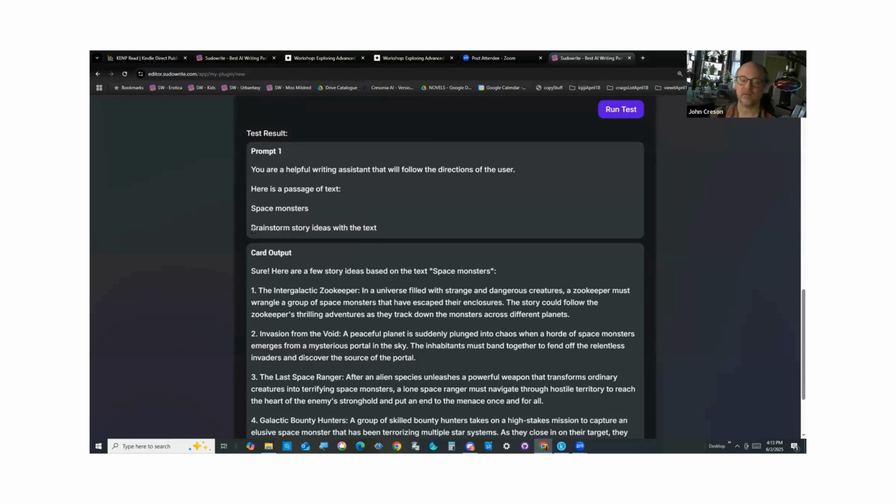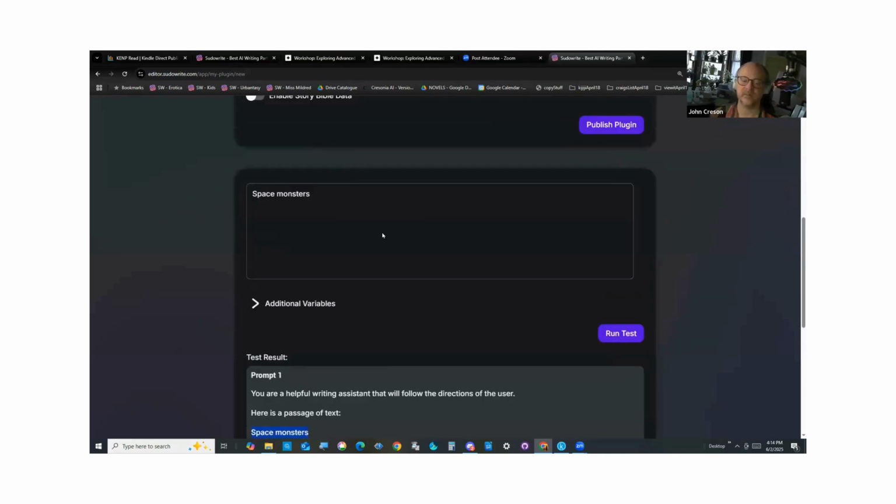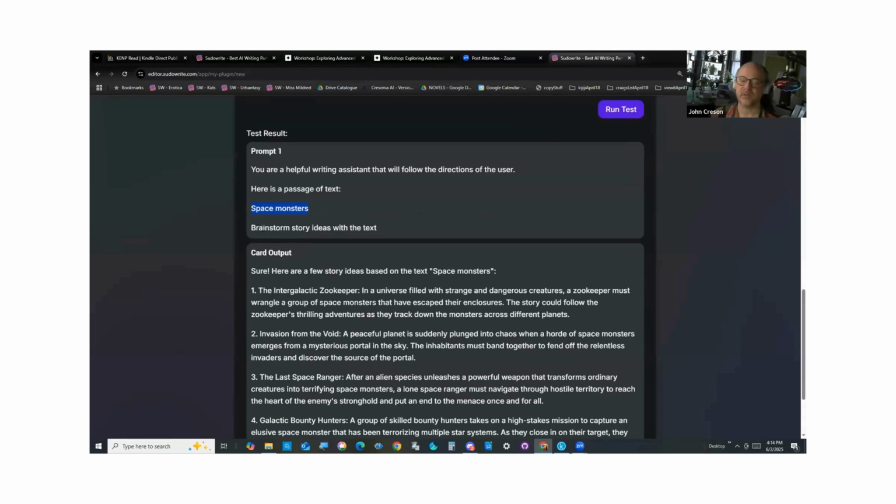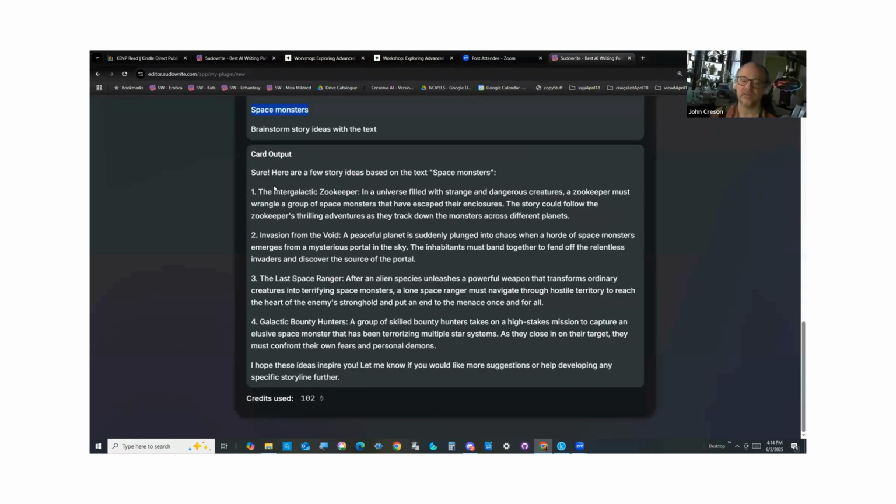So here's the words that I wrote. Brainstorm story ideas about the text. It says, you're a helpful writing assistant. Okay, that's nice. Here's a passage of text. This is the text that I selected that I had in my variable there, my selection box. And it just says brainstorm with the text and says, "Sure, here's a few story ideas based on the text: Space Monsters, the Intergalactic Zookeeper, Invasion from the Void, The Last Space Ranger, the Galactic Bounty Hunters, and I hope everything makes you happy." And so it gives me some neat little ideas about the thing I had collected, and it cost me 102 credits, which isn't bad.